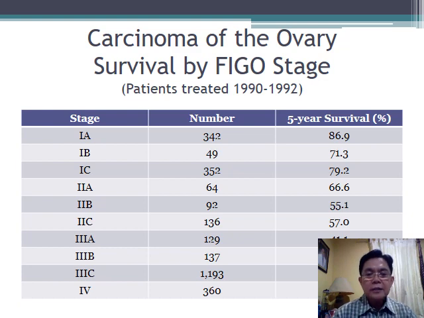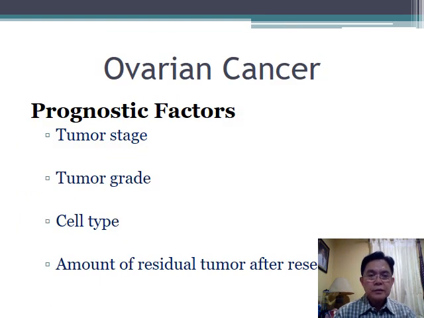Okay, so now we go to the stage distribution of ovarian cancer, as well as the 5-year survival rate. Most ovarian cancers are diagnosed late. Most of them are stage 3C at the time of diagnosis, and therefore they have a low survival rate, about 20%. So the earlier the stage, the higher the survival rate, and the higher the stage, the poorer the prognosis and the lower the survival rate. This is data from patients treated from 1990 to 1992.